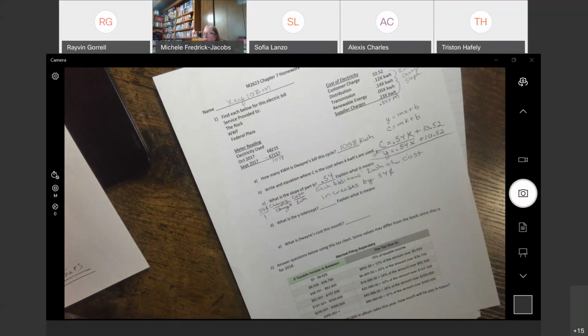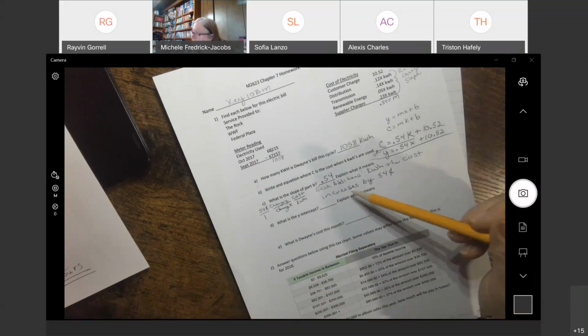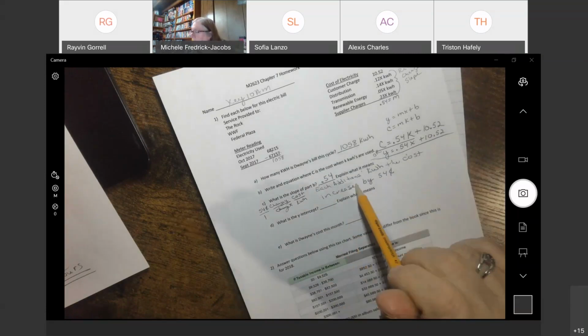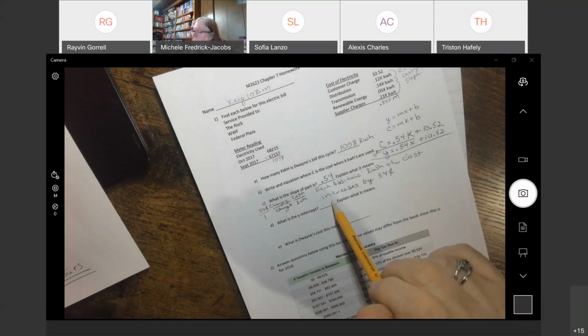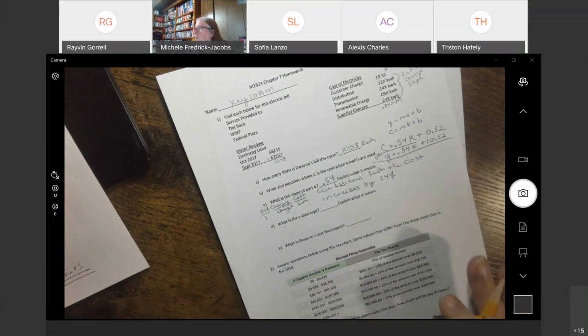The X value is almost always increasing by 1. There were a few examples we did the other day where it was so small that we multiplied by 100 to make it make sense. But in this one, we wouldn't have to. So each additional kilowatt hour, the cost increases by 54 cents. Any questions on that?